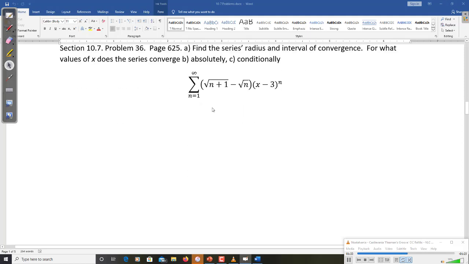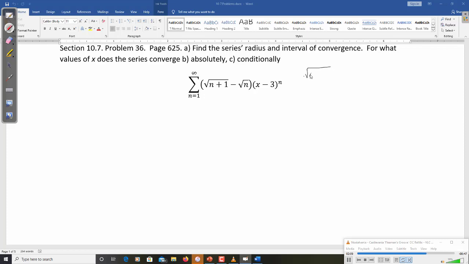I think this is our last one for this video. If we look here, find the series radius and interval of convergence. Well, it is going to converge absolutely and conditionally. Let's see, where is that going to happen? First off, let's rework this a little bit. I guess I can set up the... yeah. I'll see what the ratio test looks like first.